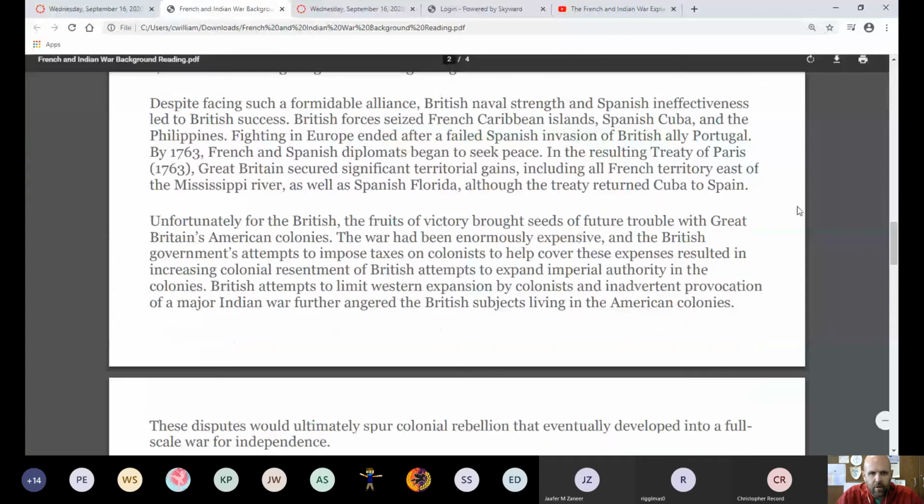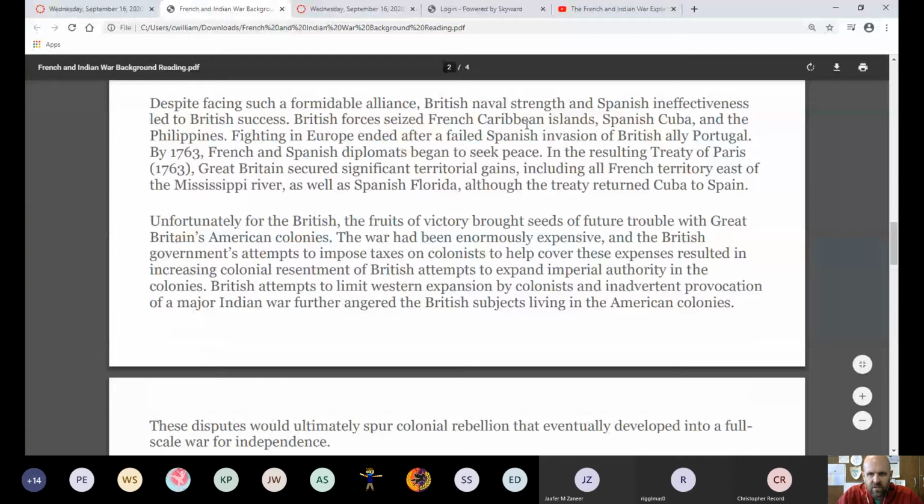Despite facing such a formidable alliance, British naval strength and Spanish ineffectiveness led to British success. British forces seized French Caribbean islands, Spanish Cuba, and the Philippines. Fighting in Europe ended after a failed Spanish invasion of British ally Portugal. By 1763, French and Spanish diplomats began to seek peace.